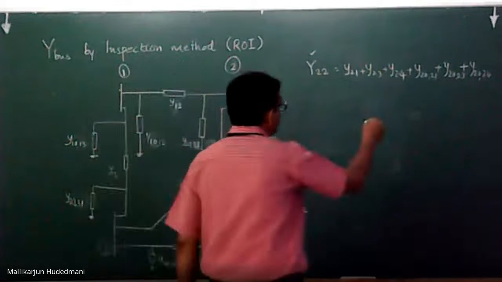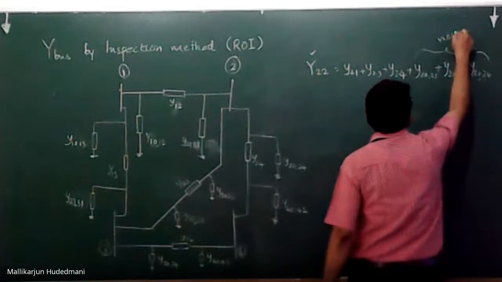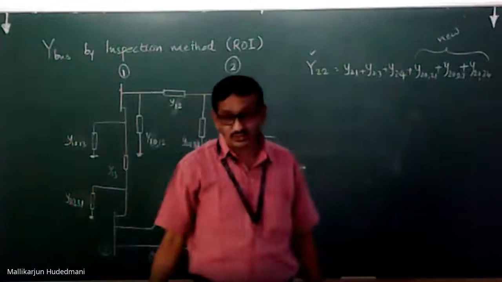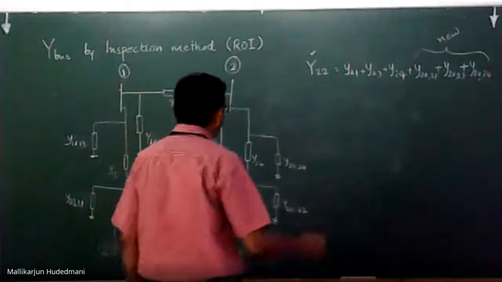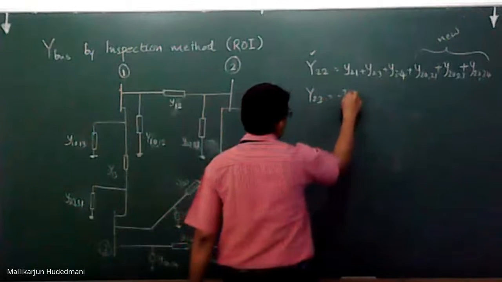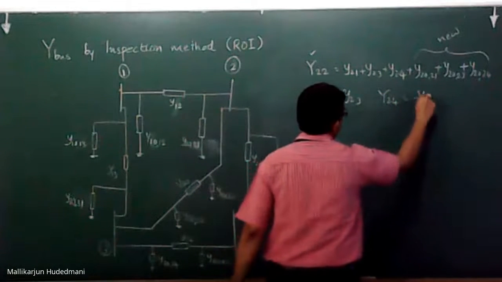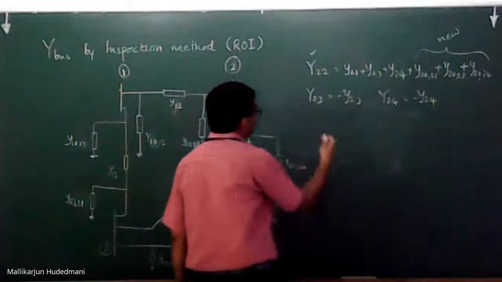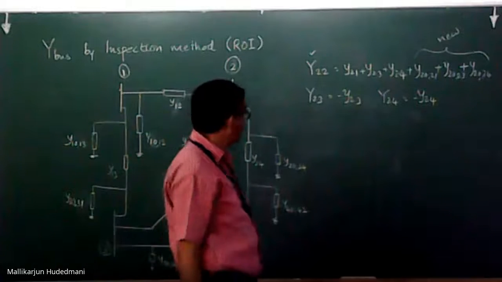So you can see these are new things. These were not there in yesterday's discussion. They have come now when I model in pi structure. Similarly, it will not change. Y23 is minus Y23. Y24 is minus Y24. Y12 is already done. 1,2 is the same as 2,1, already done. I need not represent it.